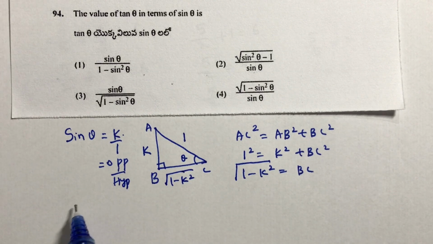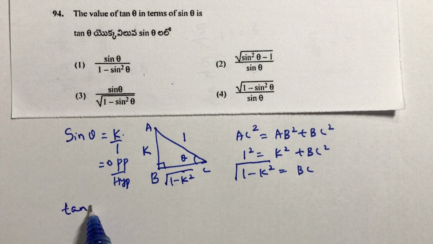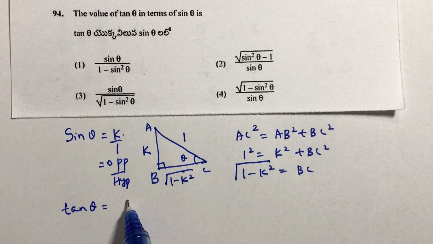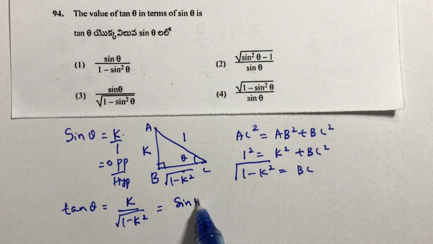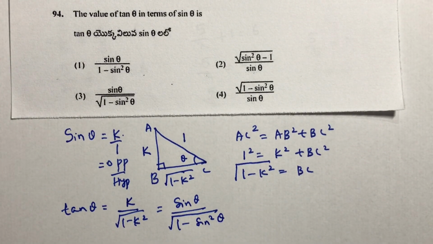Now you need the value of tan theta. So tan theta is opposite by adjacent. Opposite is k. Adjacent is root 1 minus k square. But k is nothing but sin theta, so tan theta is sin theta by root 1 minus sin square theta.